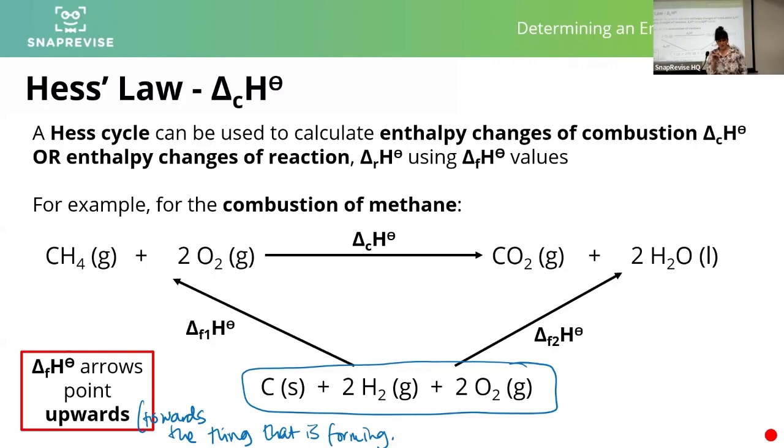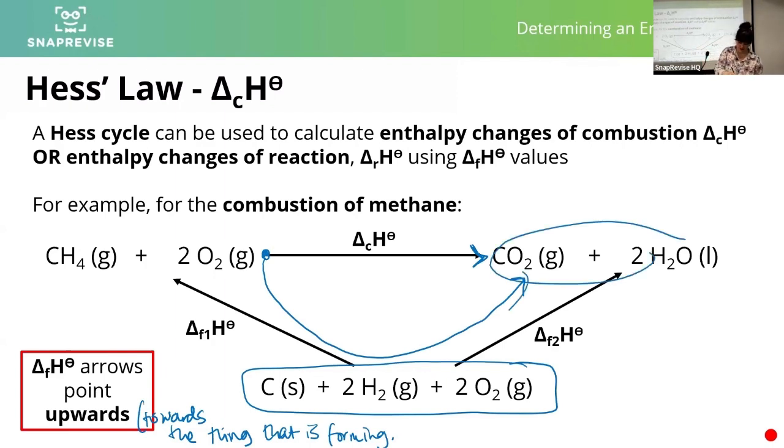How do I work out what enthalpy of combustion is in this case, what the arrow across the top is? Well, I will start with my reactants. My arrow starts at the reactants and ends at the products. That's the direction that arrow is going. So I must start at the beginning of the arrow and end at the end of the arrow. I must start at the reactants and end at the products. I can't go the other way.